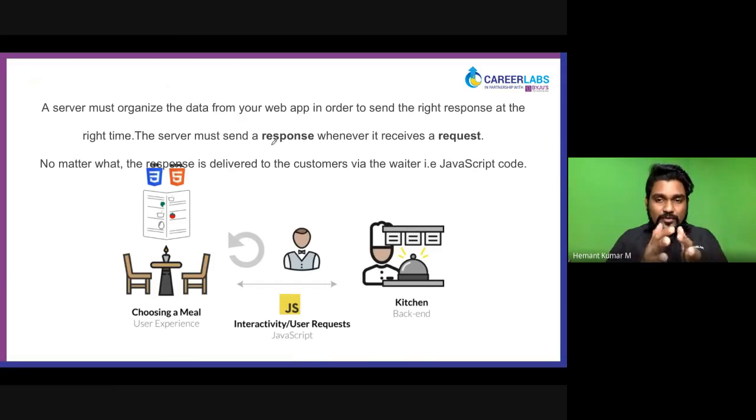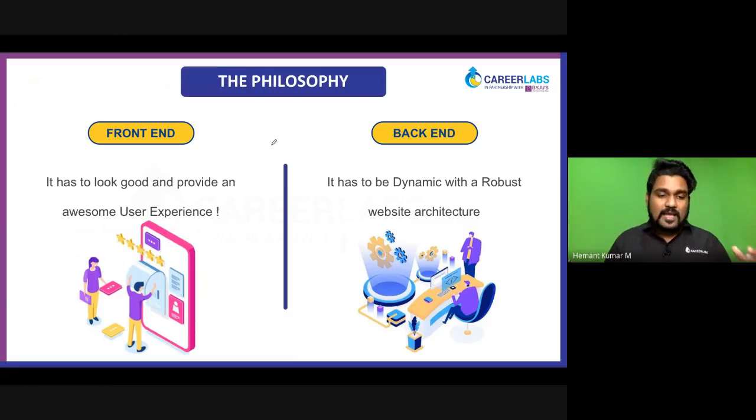So if you look at the entire picture, choosing a meal is your front end. JavaScript is like a waiter who gives you the experience of a good front end and takes the instruction and gives it to the kitchen. He stops there. The kitchen is the guy who continuously processes the request and ensures he delivers food on time, etc. So the philosophy is very simple. Front end is all about beauty, efficiency, easiness, readability, etc.